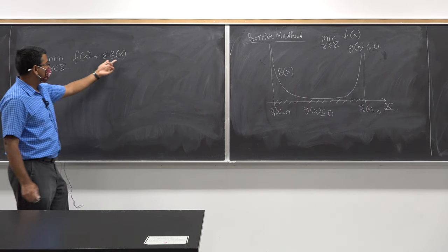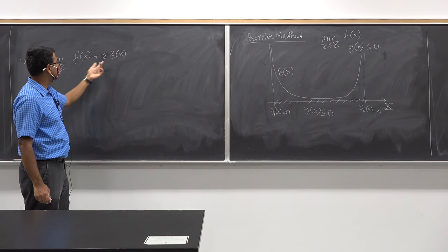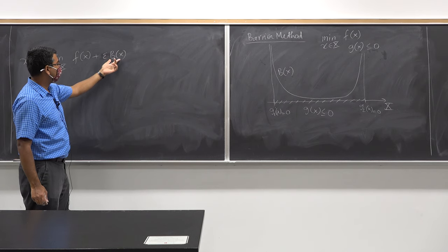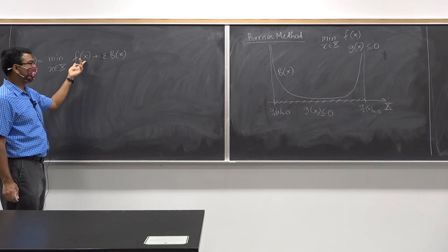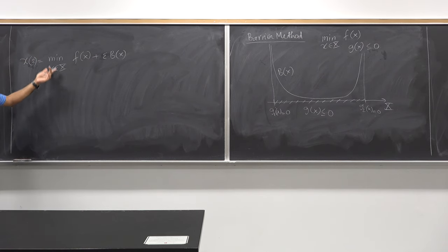Now I add that barrier function with an epsilon multiplier. So I multiply epsilon, which is a small number, to b of x. I add the function f of x, and I minimize over the set capital X. Now, in most situations of interest, this capital X would be a convex set, or it could be an unconstrained set, like x could be R^n or x could be a convex set. If it is a convex set, you know what to do. You already have all the codes written. If it is an unconstrained set, again, you know what to do and you have all the codes written. So you can solve this minimization problem.